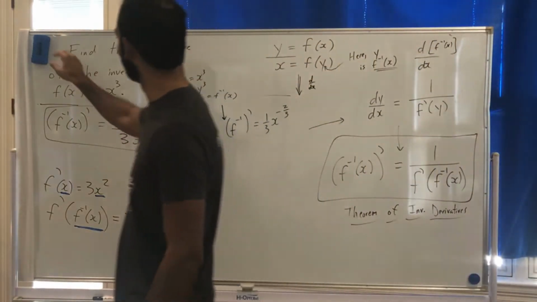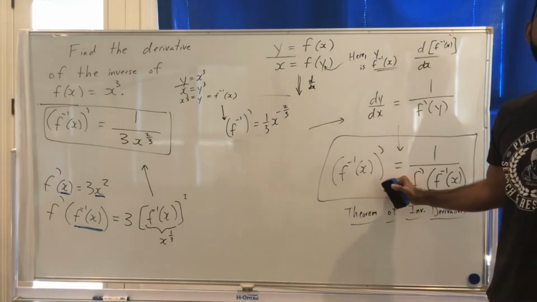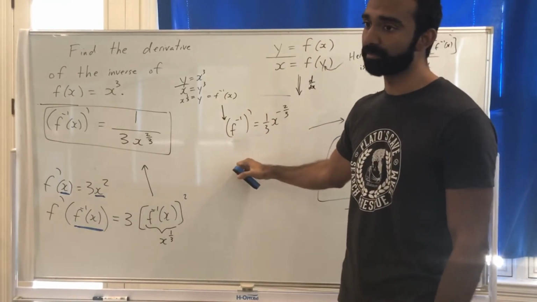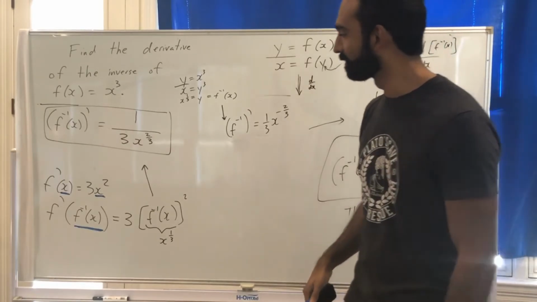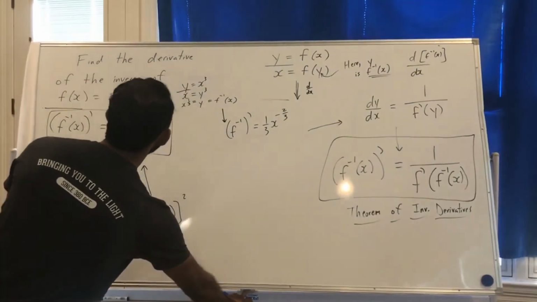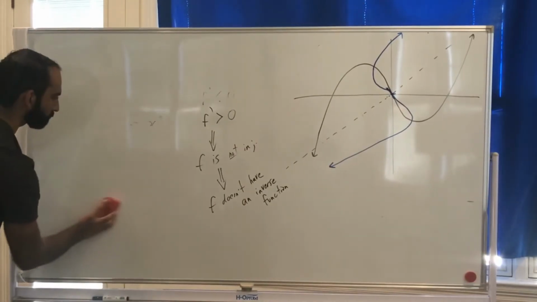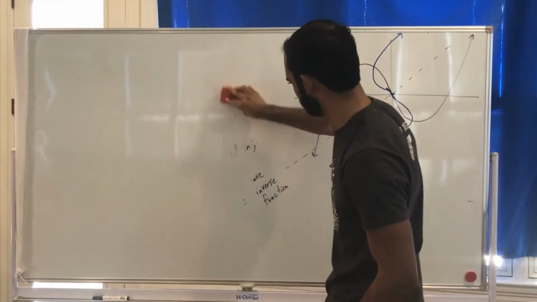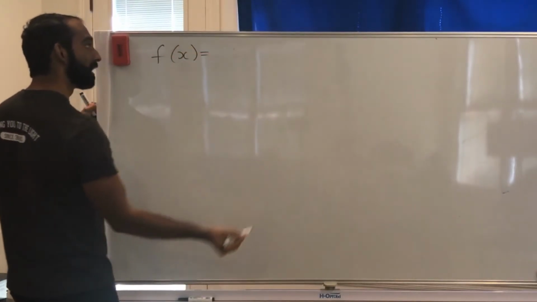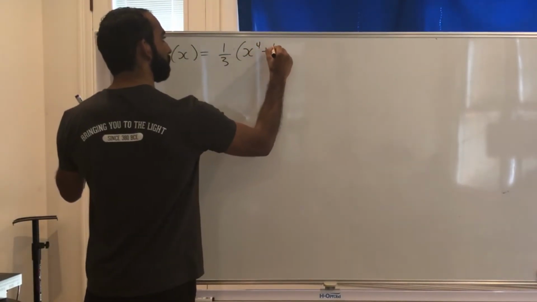But no, for real though. There actually is a use for this formula that you can't get by just finding the inverse function directly and then taking the derivative. So let's see an example of that. So let's go all the way to the other side. So this is going to flip up towards me. Consider this function here. It's a nice polynomial. F is 1/3 times x to the 4th plus 4x cubed.